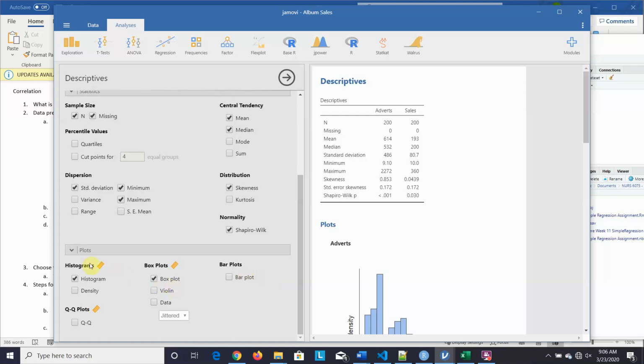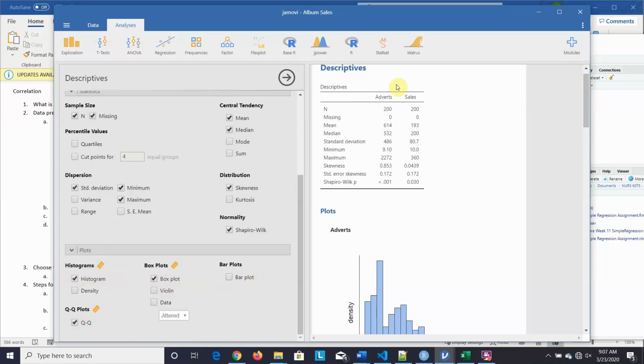These are continuous, so we're getting means and standard deviations for descriptive statistics and looking at histogram and box plots for our descriptive plots. I'm going to go ahead and get this QQ plot here. And so we can see under adverts, we have no missing data under either variable.